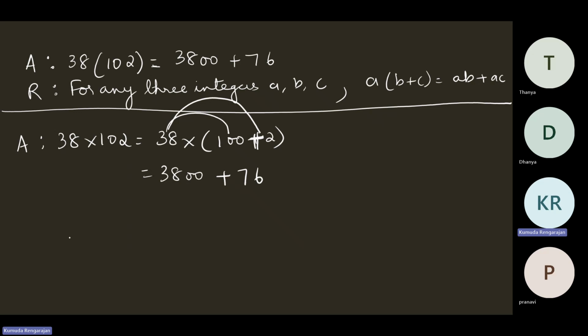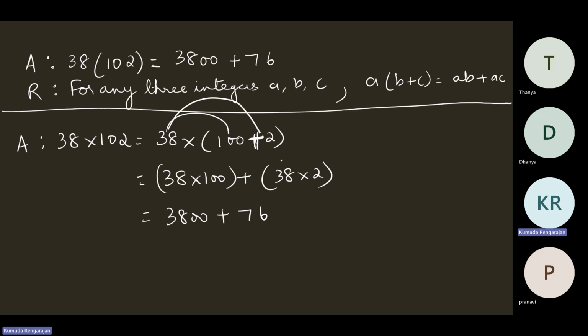What's the reason? For any three integers a, b, c, a into b plus c. Let me give one more step. What did we do here? We wrote it as 38 into 100 plus 38 into 2, which is nothing but 3800 plus 76. So in the reason, we have a into b plus c, which is equal to a into b plus a into c. Correct?